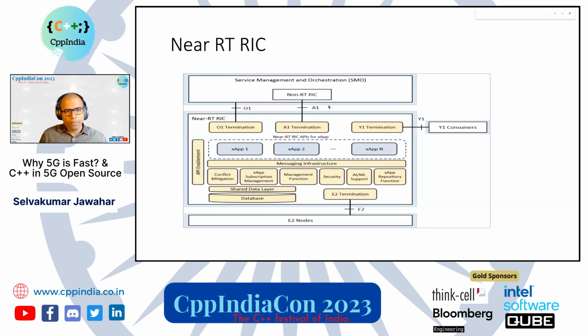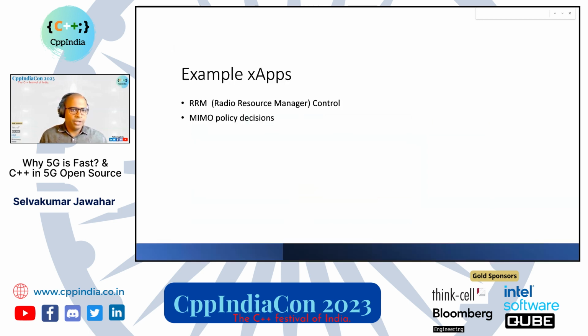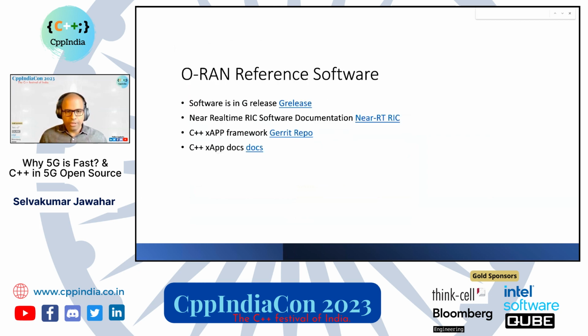Similarly, for near real-time RAC, similar to RAPs, these are called XAPs, the same idea. But as I mentioned, the control loop is very fast here, less than 10 milliseconds. And here, basically, it controls the radio resource manager. So you can set the policies in the resource manager dynamically based on the requirements. So these are some of the references.